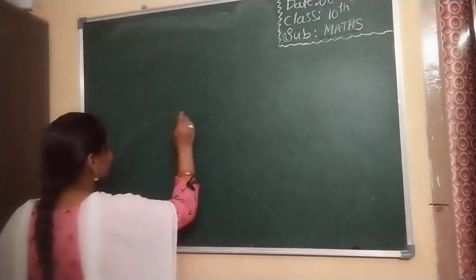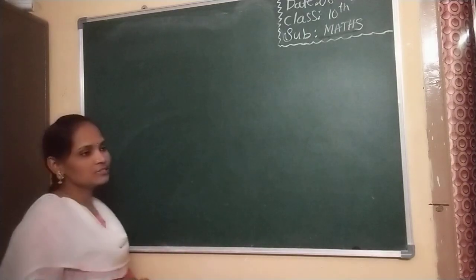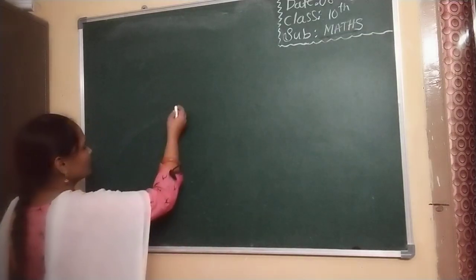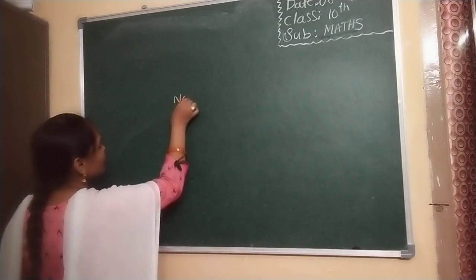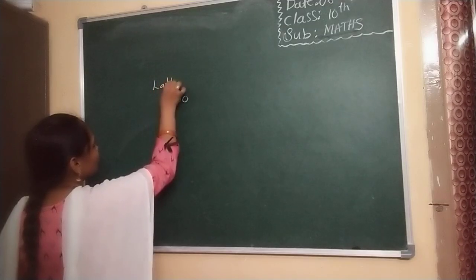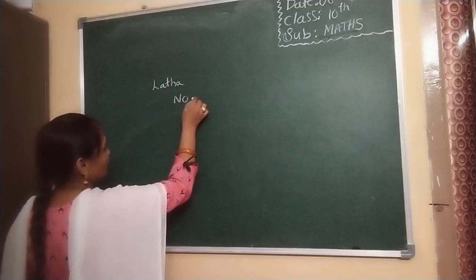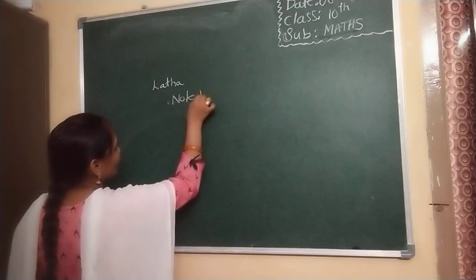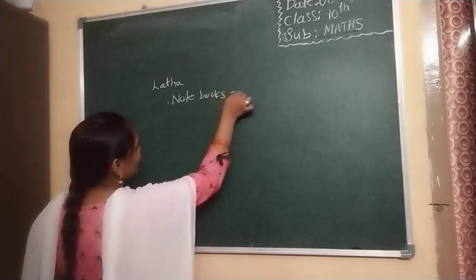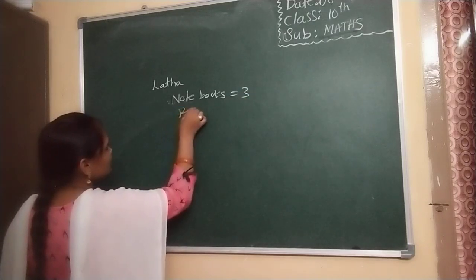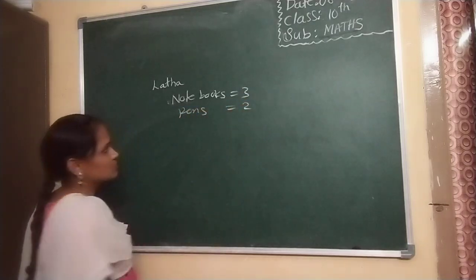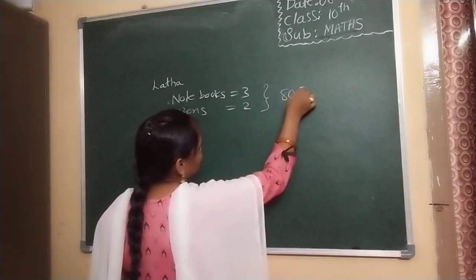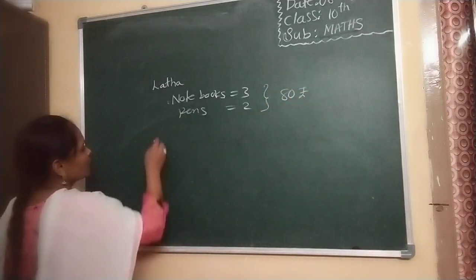Lata bought 3 notebooks and 2 pens for a cost of 80 rupees. Number of notebooks according to Lata: 3. Pens: 2, suppose. For the total cost of 80 rupees.